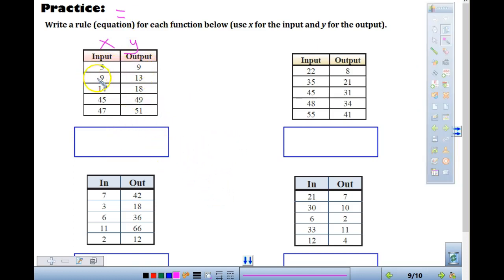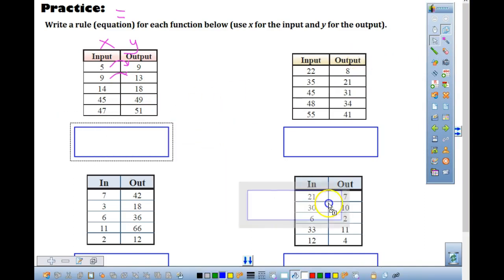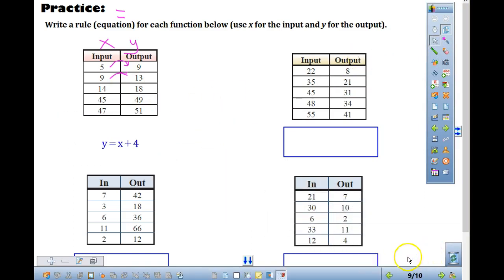So 5 to get 9, 9 to get 13, 14 to get 18. What are we doing to each number? What does it look like as I have that? Adding 4. So if we wanted to look at our equation, we could write y equals x plus 4, for each x value here. Now notice these numbers aren't in order at all. So we're looking at how the x, the input, changes to get the output.